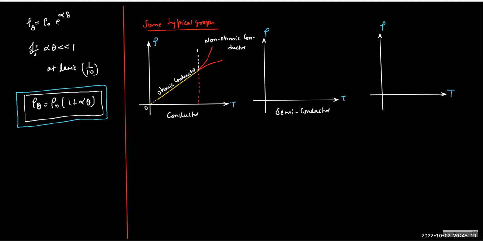In the semiconductor, the concentration, the N value, also varies with temperature. So what happens if you increase the temperature? The N will increase, and the tau will decrease.